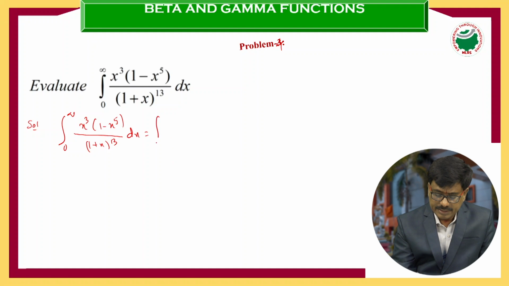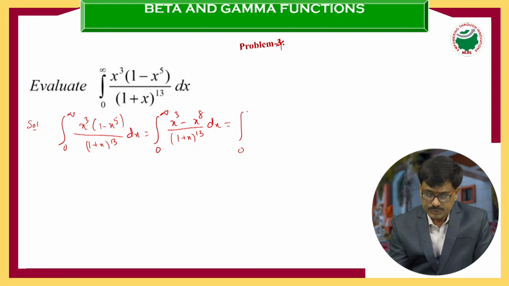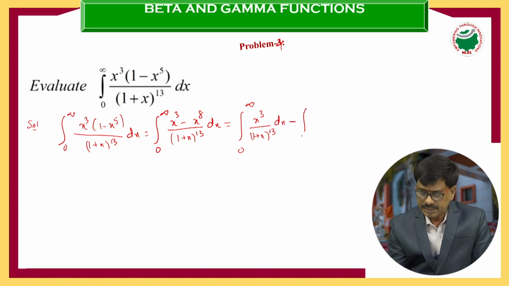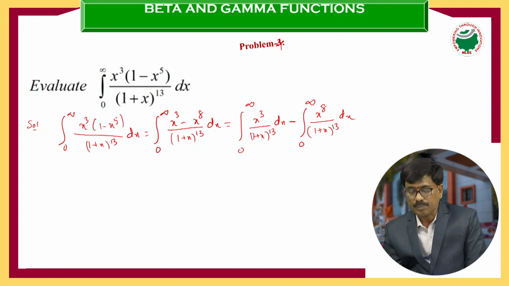How do you write this one? Integral 0 to infinity x power 3 minus x power 8 divided by 1 plus x whole power 13 into dx. This can be written as integral 0 to infinity x power 3 divided by 1 plus x whole power 13 into dx minus integral 0 to infinity x power 8 divided by 1 plus x whole power 13 into dx. Now I separated all the integral values.